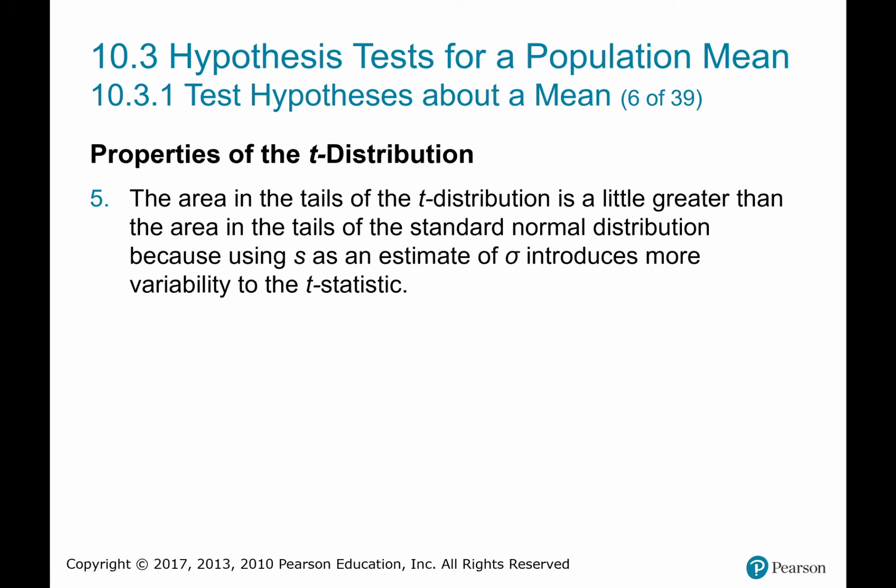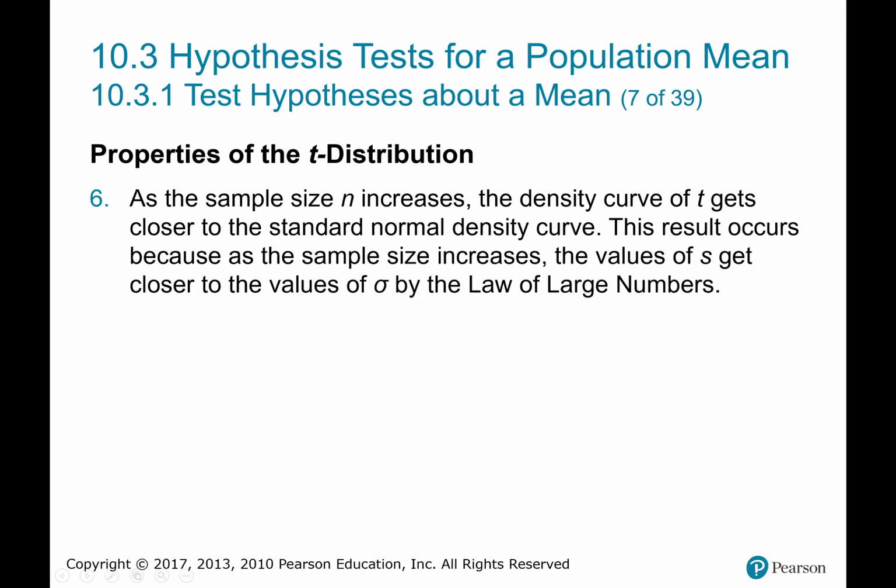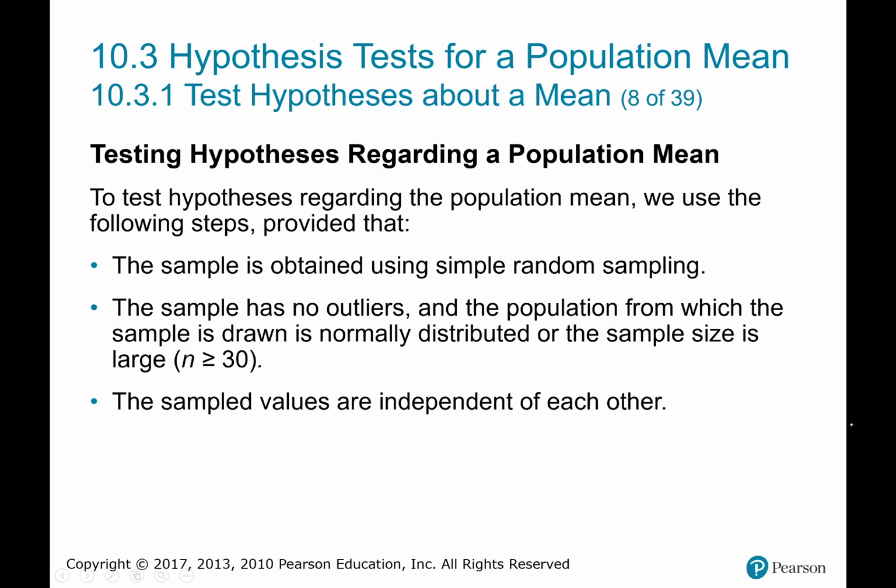The area in the tails of the t-distribution is a little greater than the area in the tails of the normal distribution, because using s as an estimate of sigma introduces more variability to the test statistic, the t statistic. As the sample size n increases, the density curve gets closer to the normal density curve. So the bigger the sample, the more closely it resembles the population. Okay. We talked about that before.